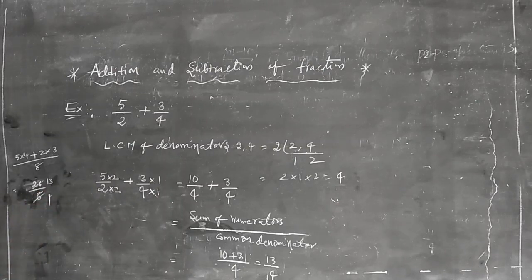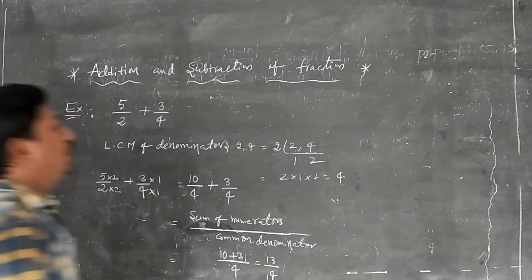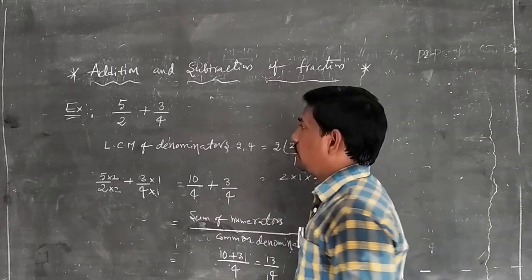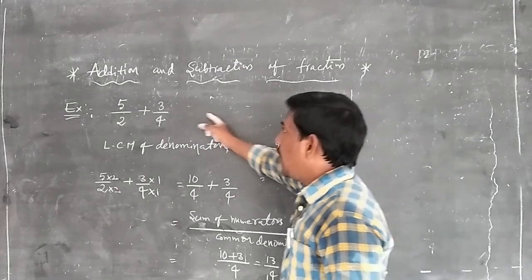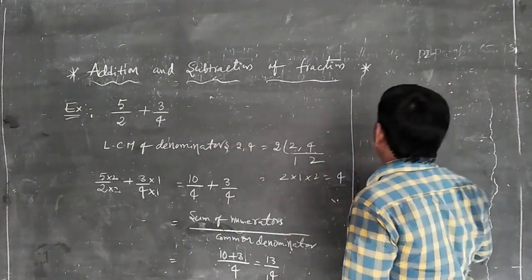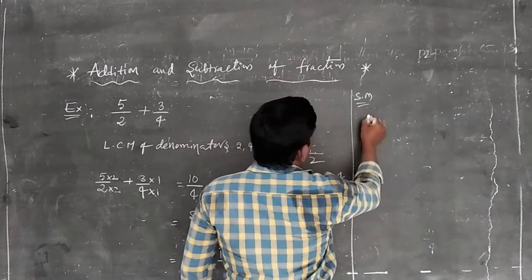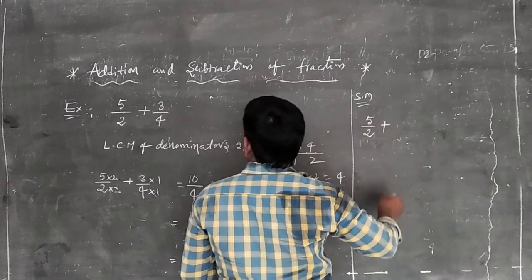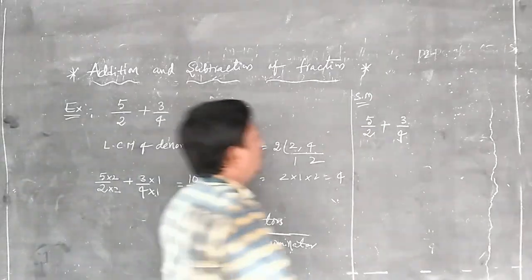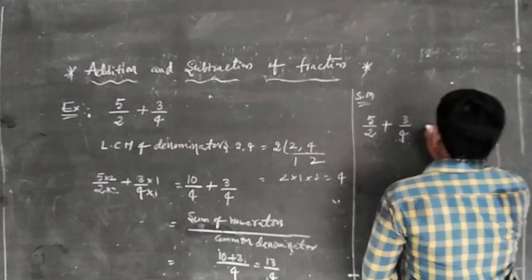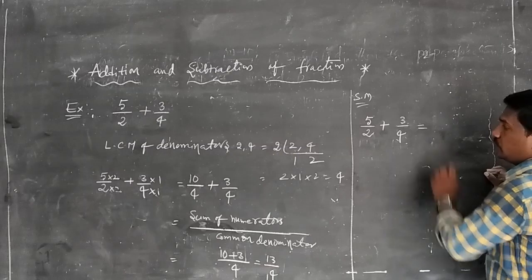Okay, you can do it by a simple method also. You can learn the simple method of adding or subtracting two unlike fractions. For example, write 5 by 2 plus 3 by 4. Just see once, by cross multiplication.